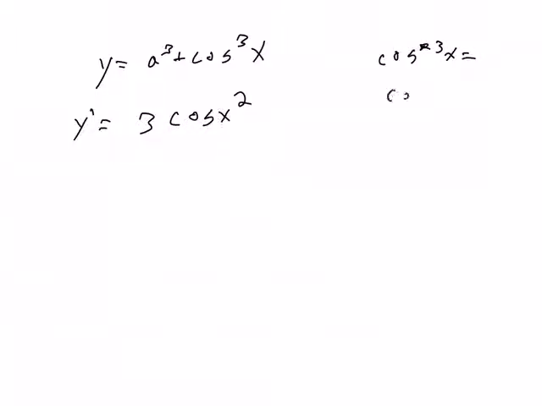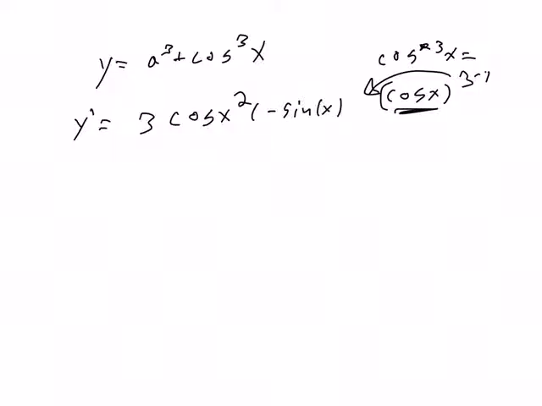Question 14 gives us y is equal to a to the third power plus cosine x, to the 3rd power. So y prime is going to be, the a is going to vanish, and we're going to get 3 cosine x squared, because the 3 drops down, and then you get a minus 1 over here, and then times the derivative of the inside function, which is cosine in our case, which gives us negative sine x.